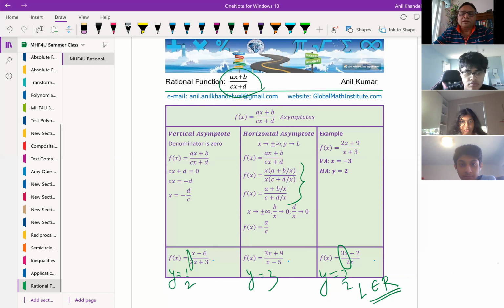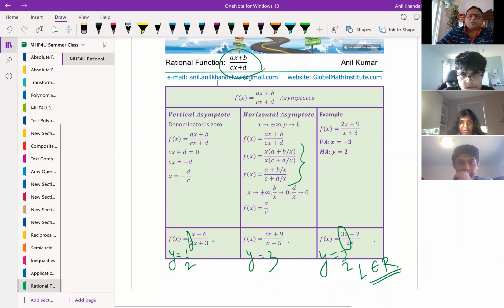Perfect. So now, if you have a rational function of the type ax plus b over cx plus d, in that case, you have understood what could be the x-intercept, what could be the y-intercept, what could be the horizontal asymptote, what could be the vertical asymptote. Is that clear to you? Once you know these things, you can sketch any function of this type, correct?